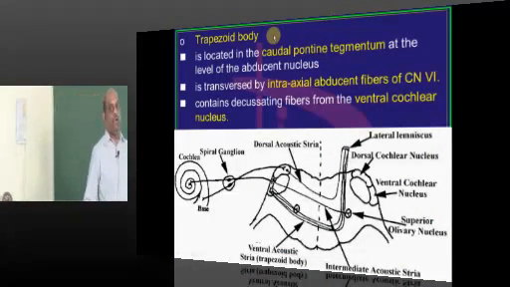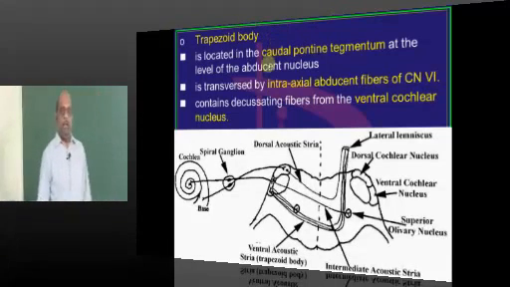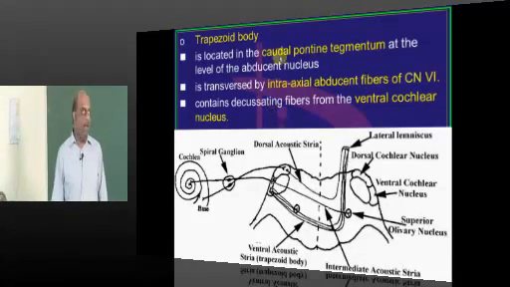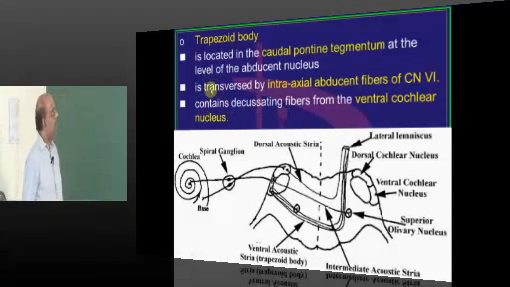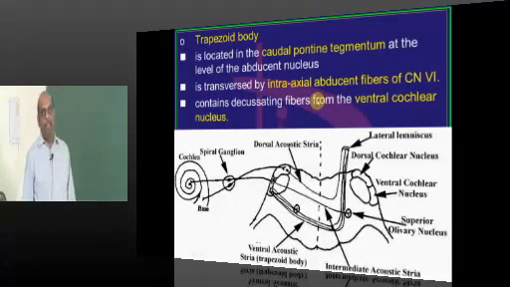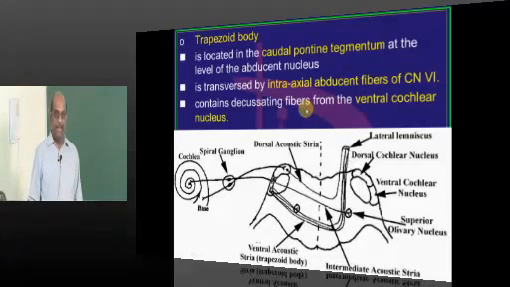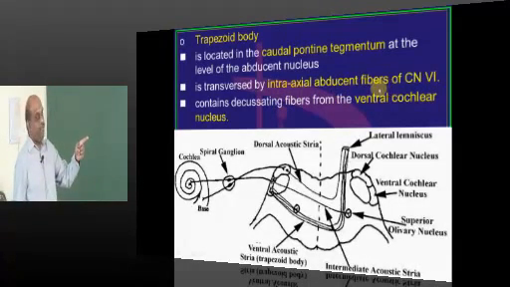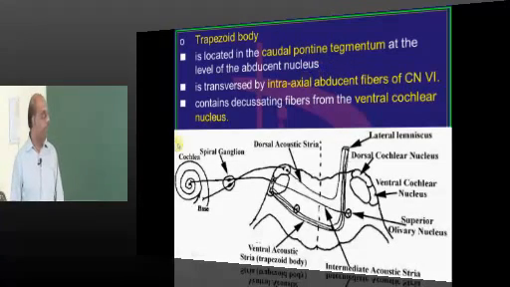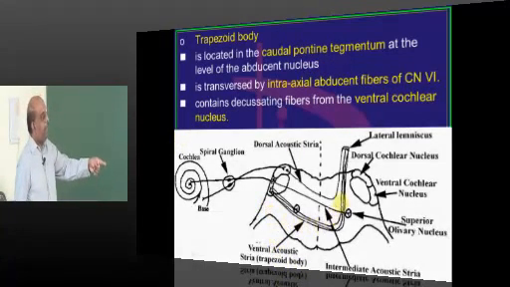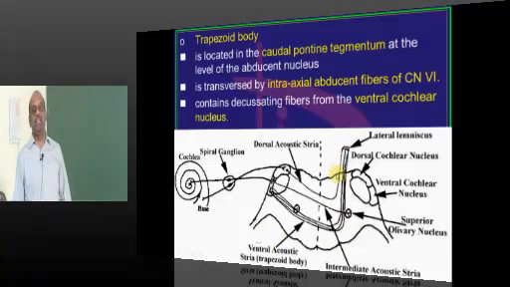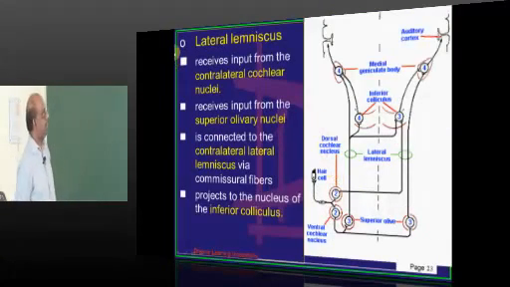Then what is the trapezoid body? Same story. Typically in the pons, caudal part of the pons, tegmentum, in the floor, at the level of the abducens nucleus, you have the trapezoid body. So what does it basically contain? It is at the level of the abducens. The abducens nucleus will be giving rise to the abducens nerve. So those intra-axial abducens fibers will also be passing through the trapezoid body, and it also contains the decussating fibers from the ventral cochlear nucleus which are traveling towards the contralateral superior nucleus.